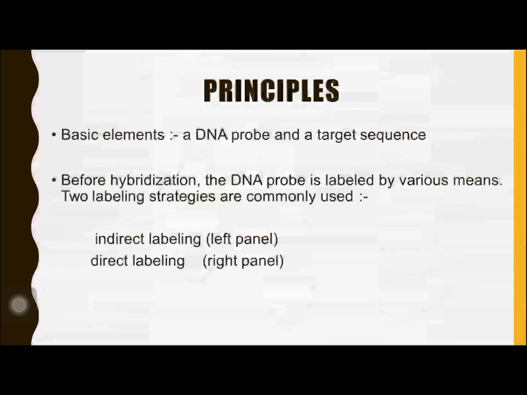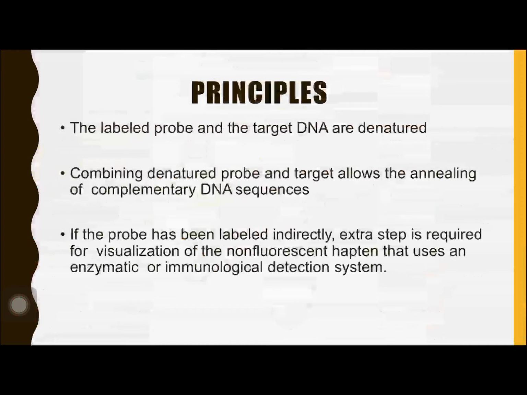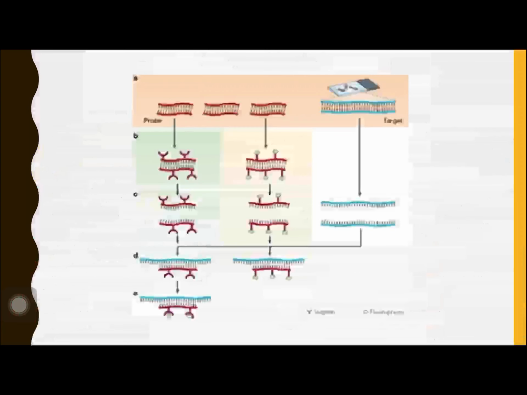Principles: the basic elements are a DNA probe and a target sequence. Before hybridization, the DNA probe is labeled by various means. Two labeling strategies are commonly used: indirect labeling and direct labeling. The labeled probe and the target DNA are denatured. Combining denatured probe and target allows the annealing of complementary DNA sequences. If the probe has been labeled indirectly, an extra step is required for visualization of the non-fluorescent hapten, which uses an enzymatic or immunological detection system.